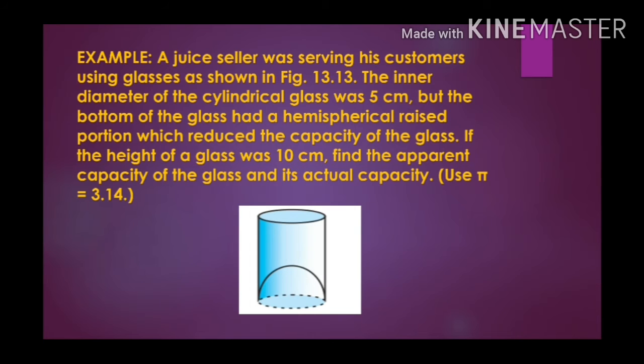Now next one. A juice seller was serving his customers using glasses as shown in the figure. The inner diameter of the cylindrical glass was 5 cm, but the bottom of the glass had a hemispherical raised portion which reduced the capacity of the glass. Look here, it is a hemisphere.